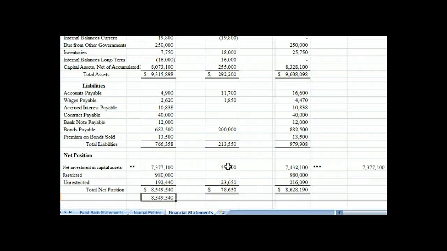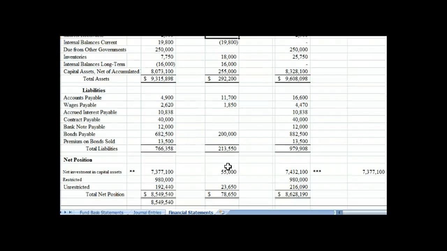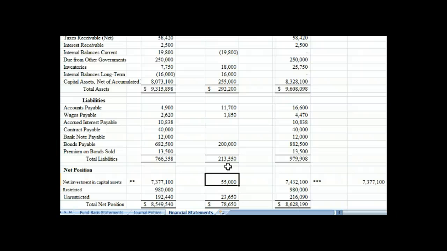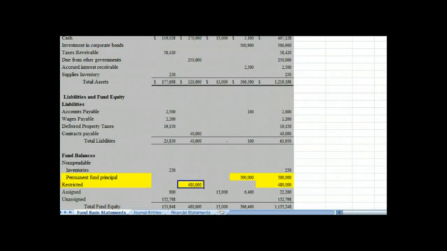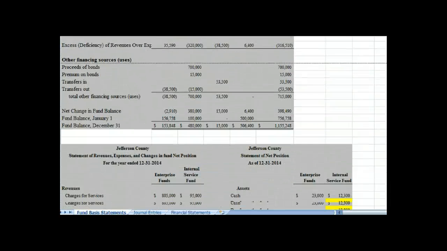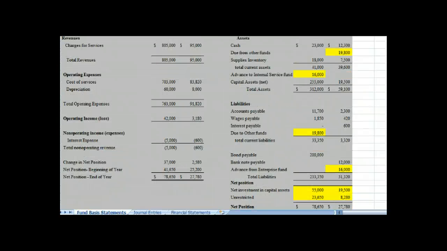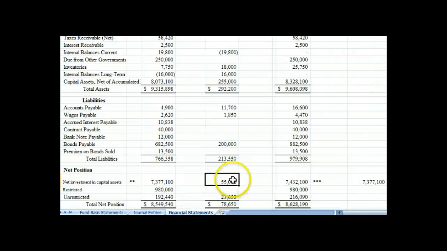Over here, the 55,000 and the 23,650 in the business-type activities, you're going to get these numbers for the net investment in capital assets and the unrestricted. Here again is your plug from your fund-based financial statements for your enterprise fund. So if you go to your fund-based financial statements, you'll see this 55,000 here, capital assets, and the 23,650. That's what we're using for these two totals there.